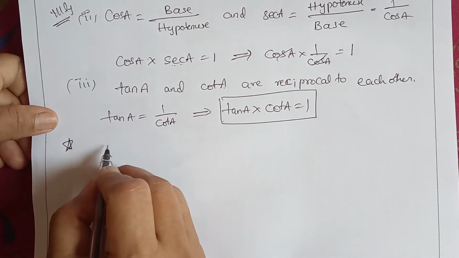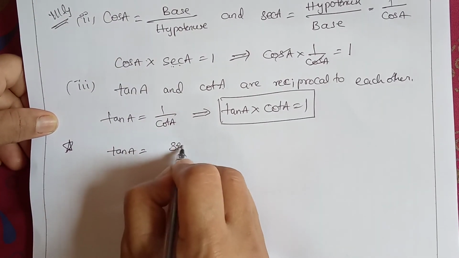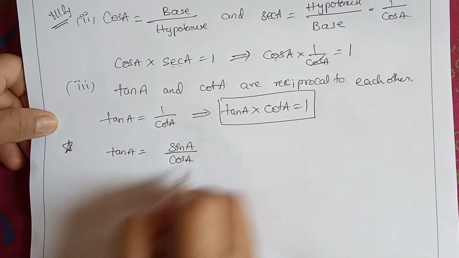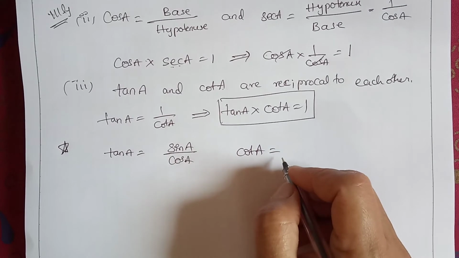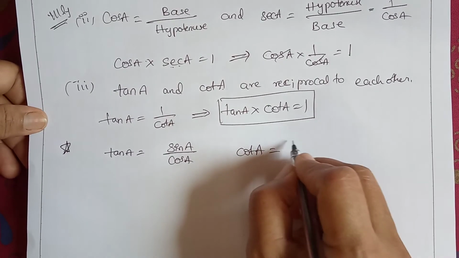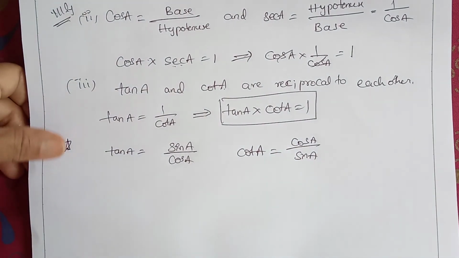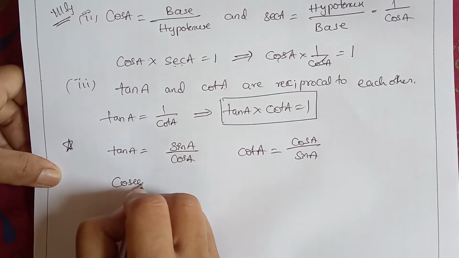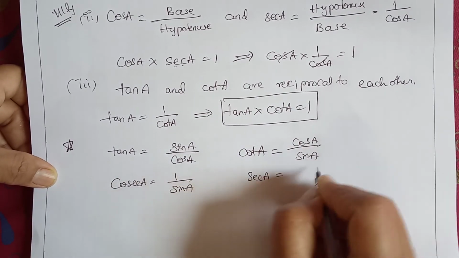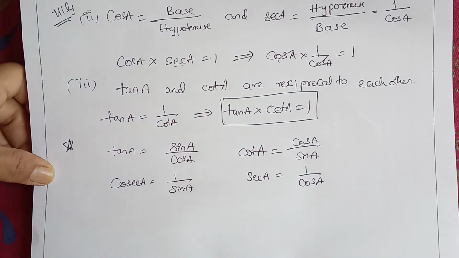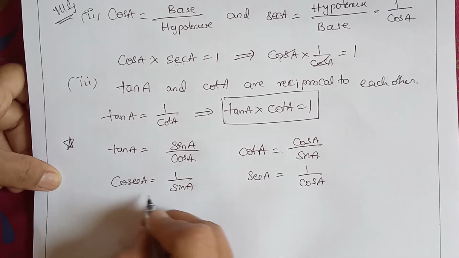Next, one more thing. What is tan definition in another form? Sin A by cos A. Cot A definition is what, children? Cos A by sin A. Cosec A is 1 by sin A, and sec A is 1 by cos A. These are important.